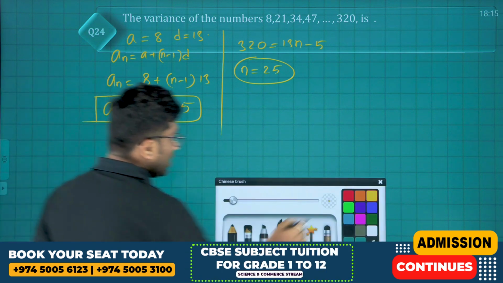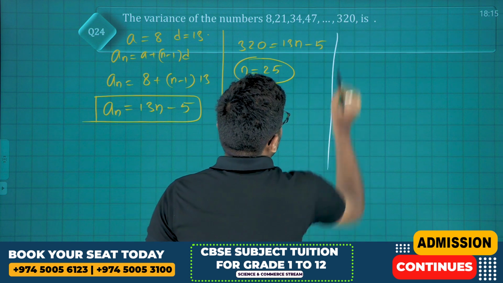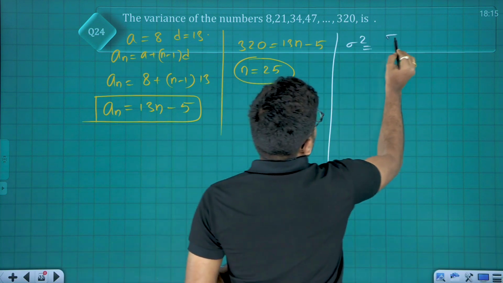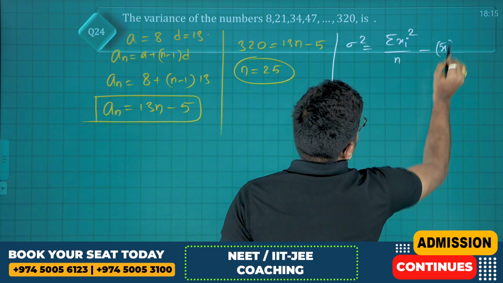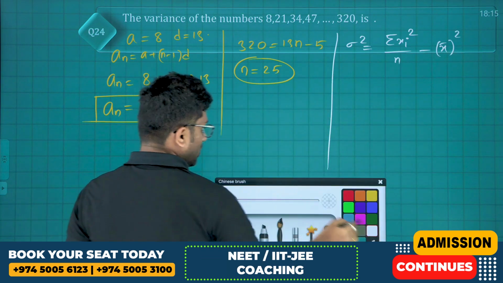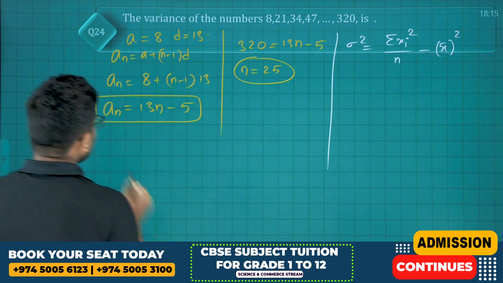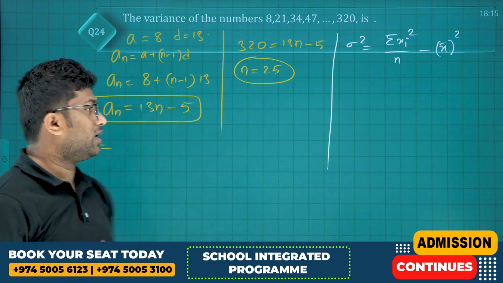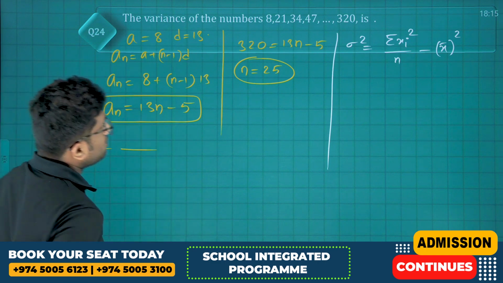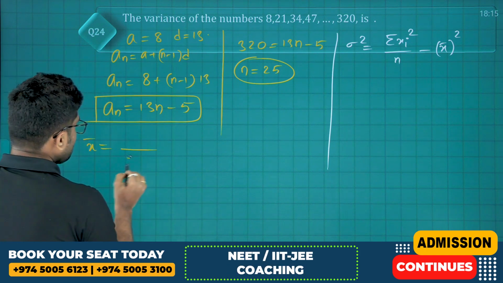So first, what is the variance formula? We know variance, sigma square, is equal to sigma xi square divided by n, minus x bar whole square. What is x bar? The mean. X bar is equal to the sum of the terms divided by the number of numbers, that is divided by 25.